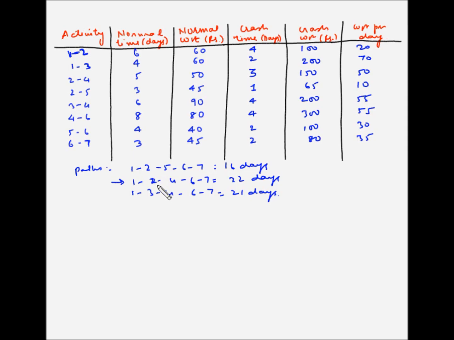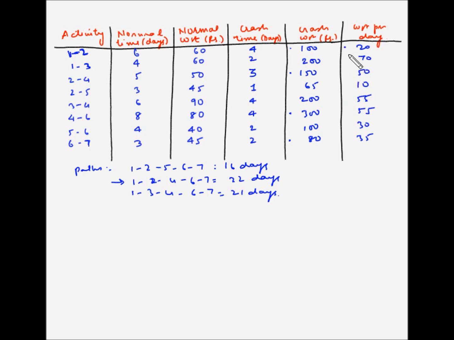So the activities on the critical path here are 1, 2, which is this, 2, 4, which is this one, 4, 6, which is this one, and 6, 7, which is this one. So out of these, activity 1, 2 has a cost per day of 20 rupees, 2, 4 has 50, 4, 6 has 55, and 6, 7 has 35. So the lowest is 1, 2, which is 20.